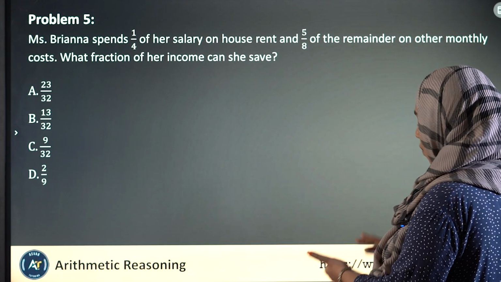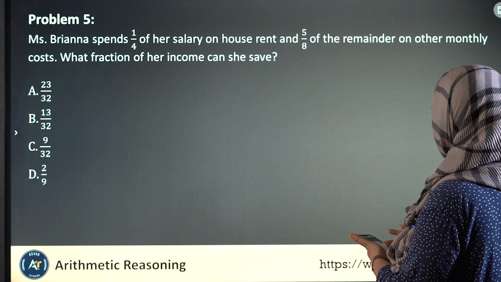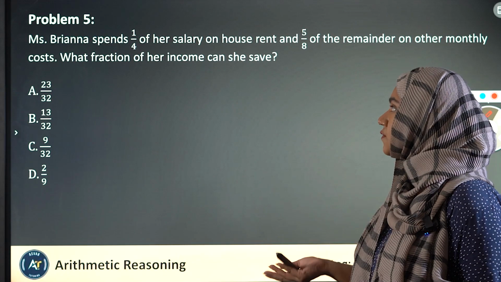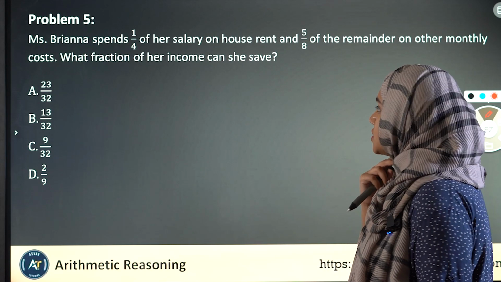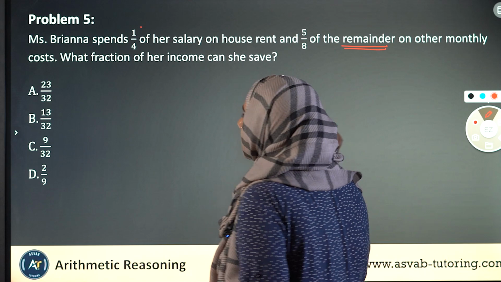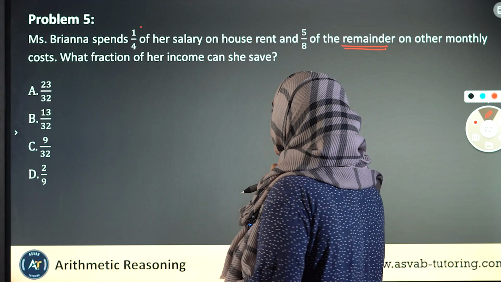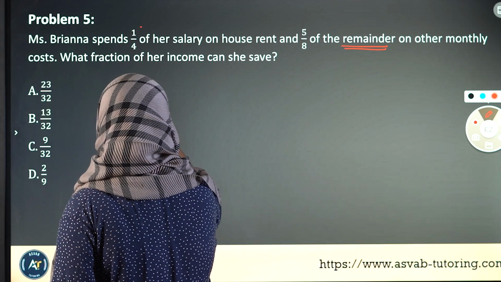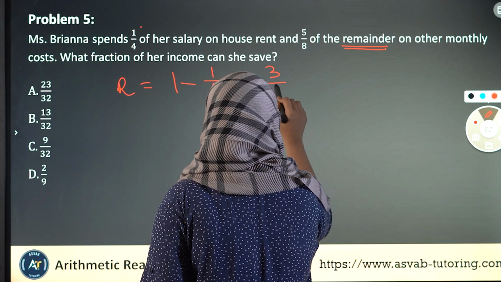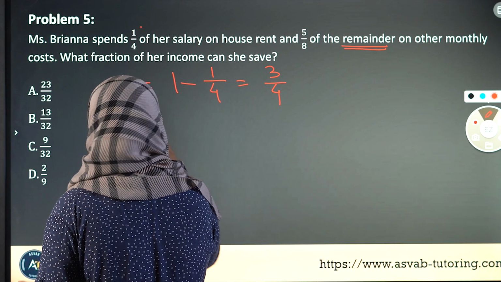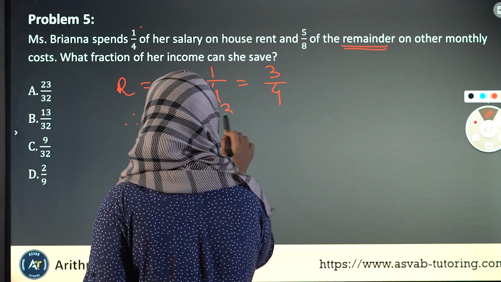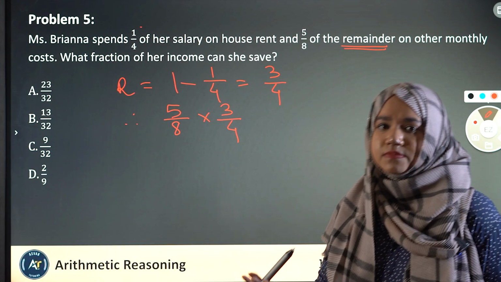Ms. Brianna spends 1/4 of her salary on house rent and 5/8 of the remainder on other monthly costs. What fraction of her income can she save? First of all, she spends 1/4 of her salary on her house rent and 5/8 of the remainder, not the entire thing. So what we need to do is find the remainder first. The remainder after 1/4 is 3/4, right? On top of the 3/4, she is doing other monthly costs. So that's 5/8 times 3/4, okay?